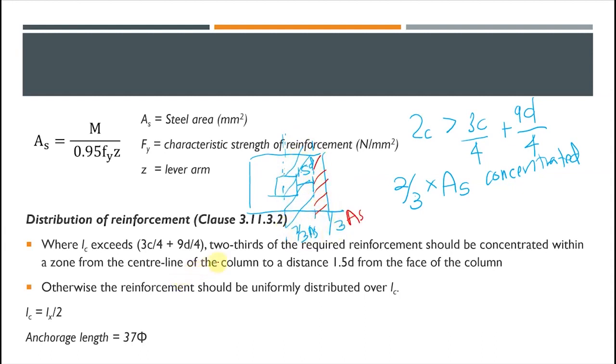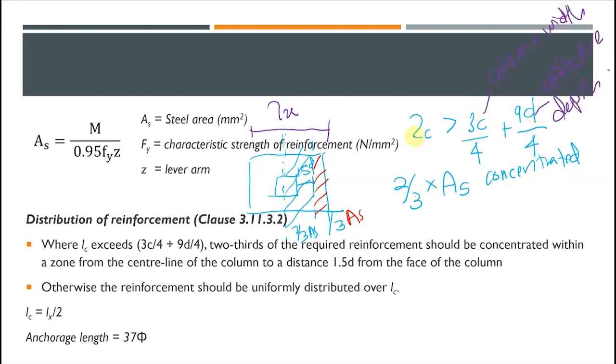Otherwise, the reinforcement should be uniformly distributed over LC. What is LC? LC is actually LX divided by 2. You just divide by 2, you will get LC. If LC is larger than this value, 3C over 4 plus 9D over 4. What is 3C over 4? C is the column width, not concrete cover. And D is the effective depth.